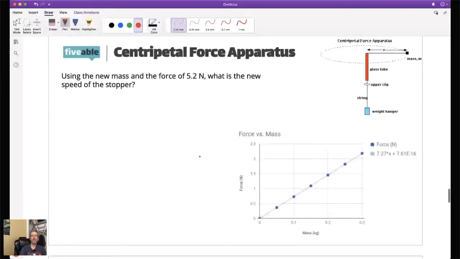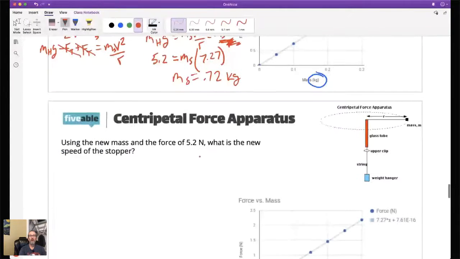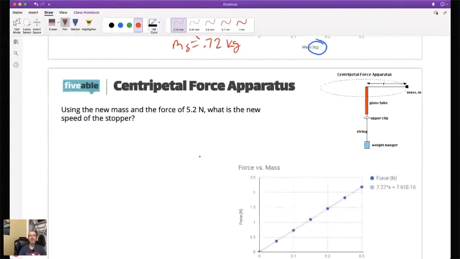Using the new mass and the force of 5.2, what is the new speed of the stopper? So I think, Zach, you were doing speed earlier, so you're good. The new mass and the force, what is the new speed of the stopper? So because we've changed things, we're going to find the new speed. So we said earlier that the centripetal force, the sum of the forces, is equal to m times v squared over r. Okay. Hey, no problem. See ya. And so this is 5.2.